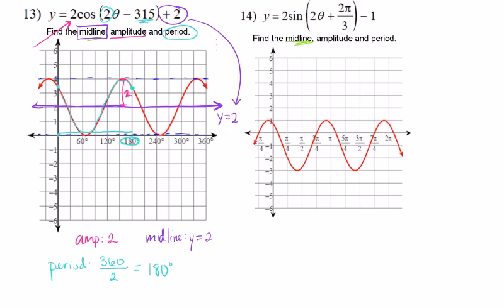180 degrees, right? From 0 to 180. So that's what I usually do, is start at 0, start at the y-axis, and then see when it gets back to that point, and whatever that is, that's your period. Okay? All right, cool.